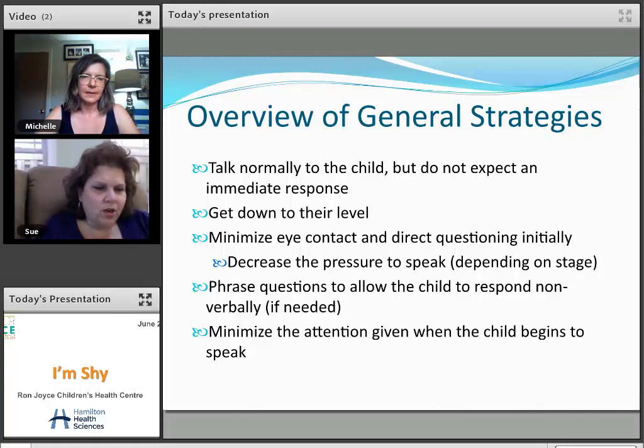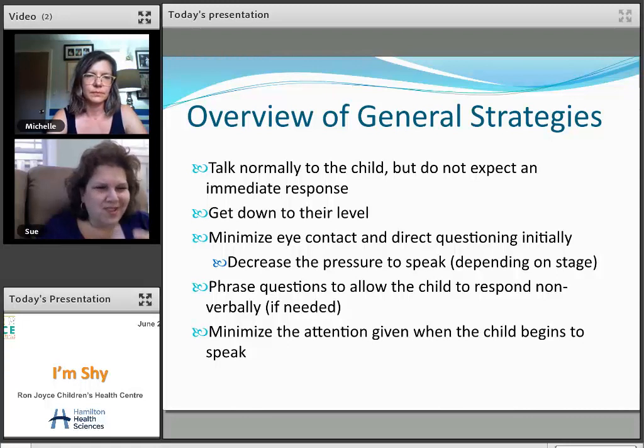And phrase your questions to allow them to respond even in a way that they feel is most natural for them, depending on where they're at. So if it starts out with being more of that nonverbal response to begin with, then that's where you start, right? You start where they're comfortable beginning, and then you try to build upon that, right? And minimize the attention, especially when they start to talk.